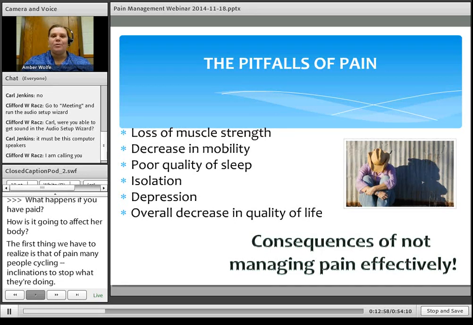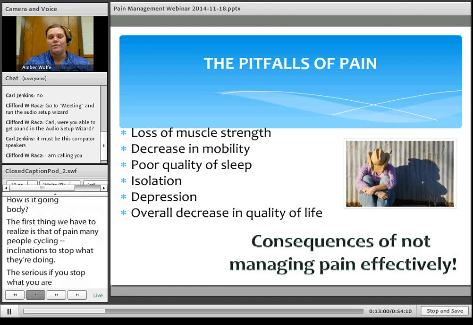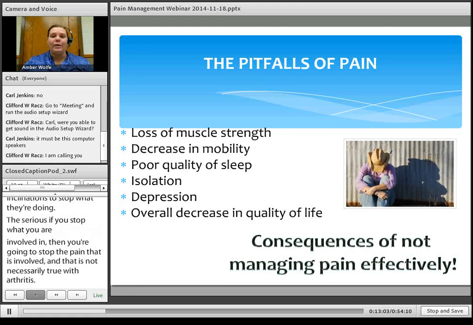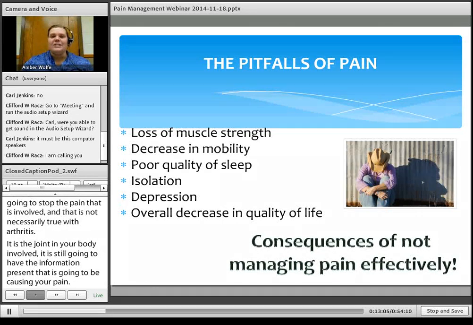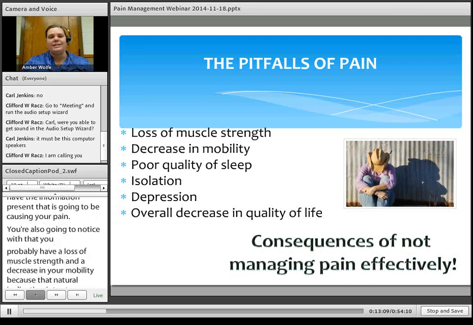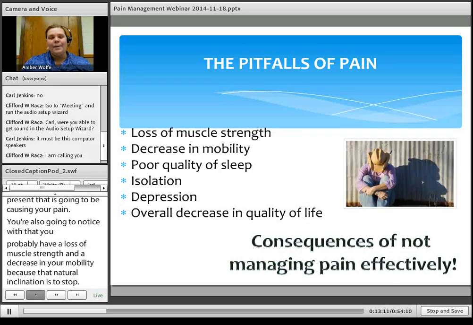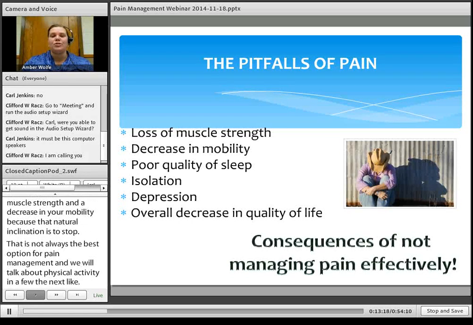So you're going to also notice that with that, you'll probably have a loss of muscle strength and a decrease in your mobility because that natural inclination is to stop. That's not always the best option for pain management, and we'll talk about physical activity in a few of the next slides. However, with pain, you'll also start to notice a few things like having a poor quality of sleep because your joints are stressed and strained before you go to bed and they haven't had a proper amount of time to regenerate and rejuvenate themselves.